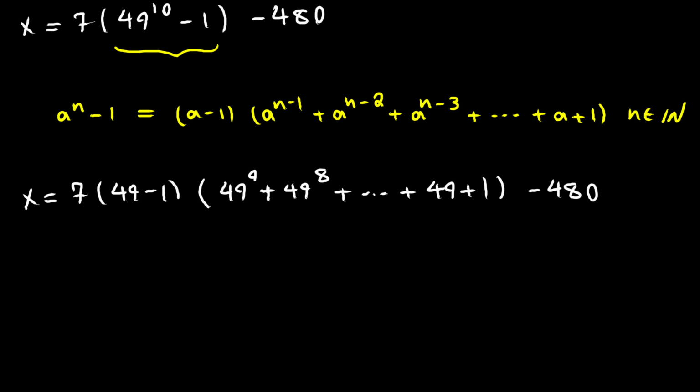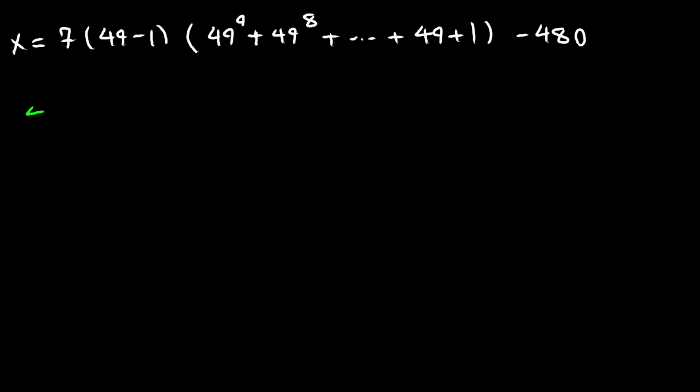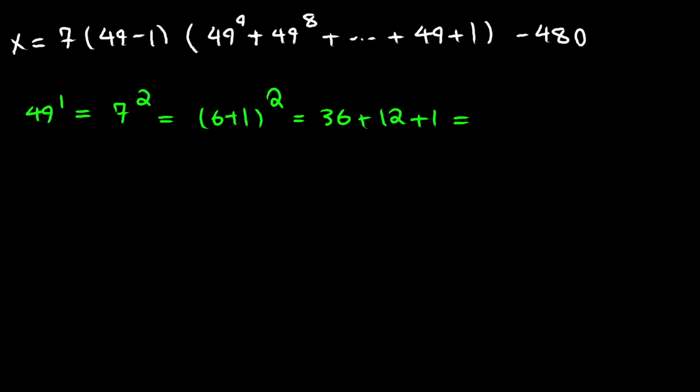Now, let's go ahead and talk about powers of 49. So, 49 to the power of 1 can be expressed as 7 squared. Now 7 squared can be expressed as 6 plus 1 all squared, which is equal to 36 plus 12 plus 1. Now we can factor out a 6 out of the first two terms, so we will have 6 times 6 plus 2 and then plus 1.